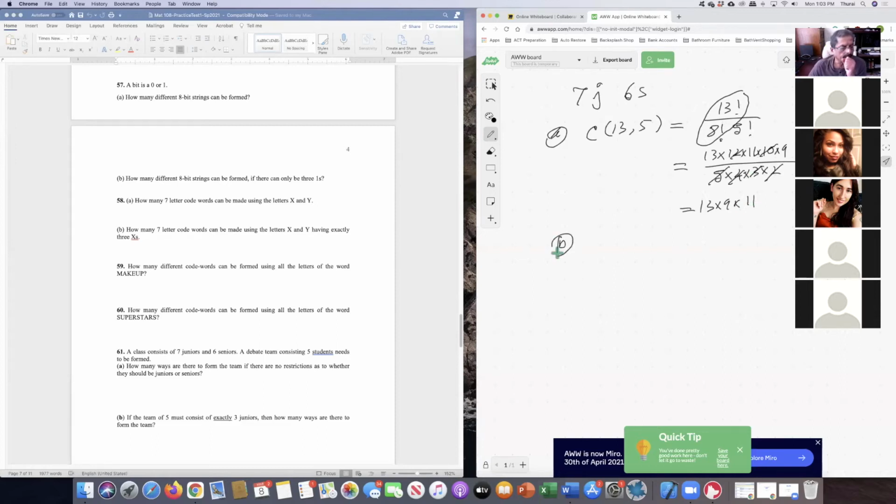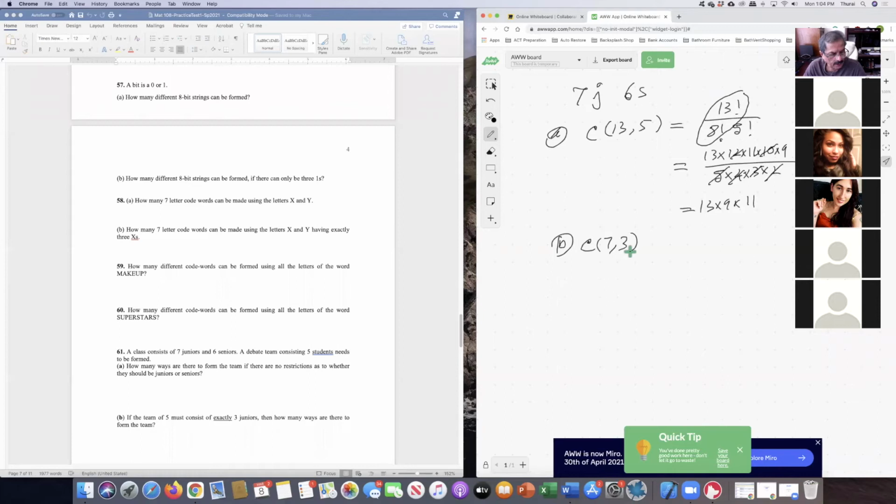Part B says, if the team of 5 must consist of exactly 3 juniors. So you need 3 juniors means the remaining 2 will have to be seniors. So that means you have to first select the number of ways of getting the 3 juniors from the 7 juniors. That'll be combination 7, 3.